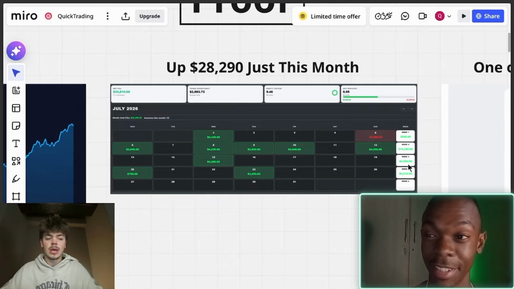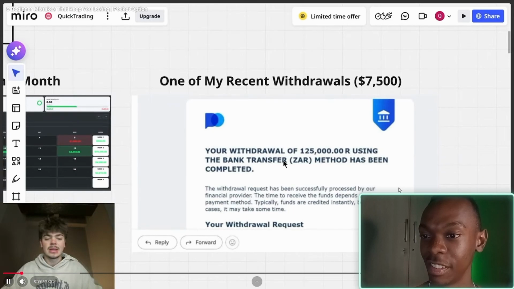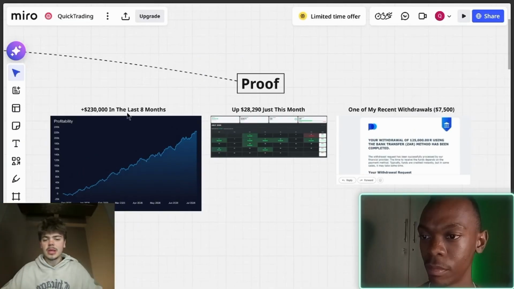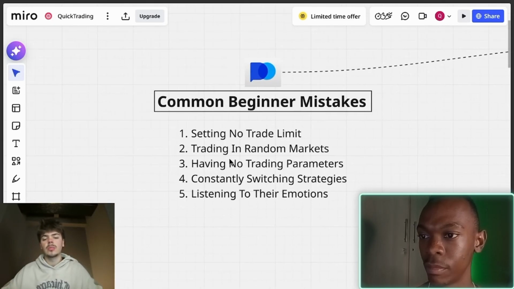Yeah, he's broken. Green. And this is also one of my most recent withdrawals that I did of $7,500, which is also the same as 125,000 Rand. So now that you've seen a little bit of proof, you can get a better idea that this is actually legit and I actually am who I say I am. Now, let's get into the common beginner mistakes.